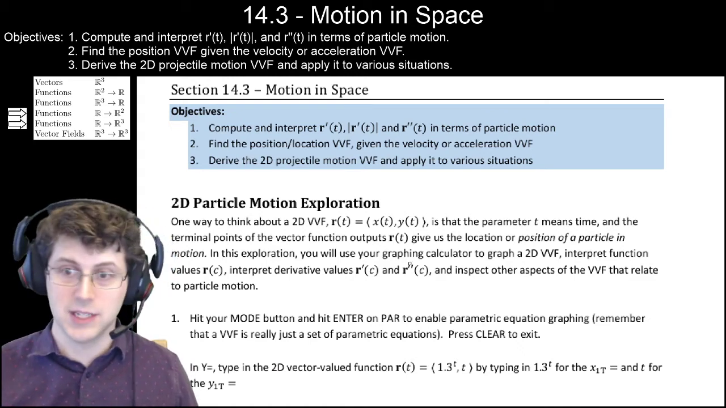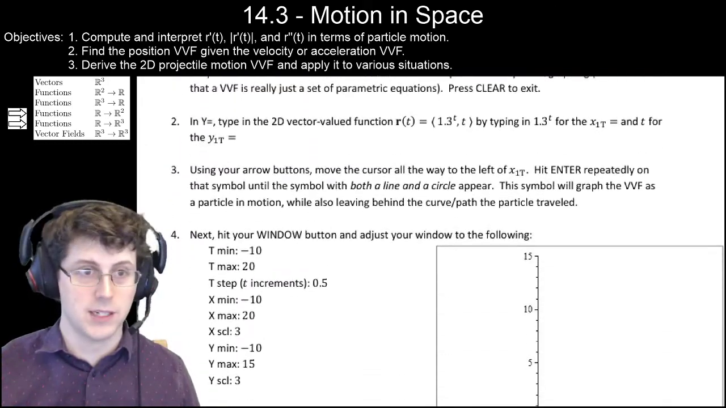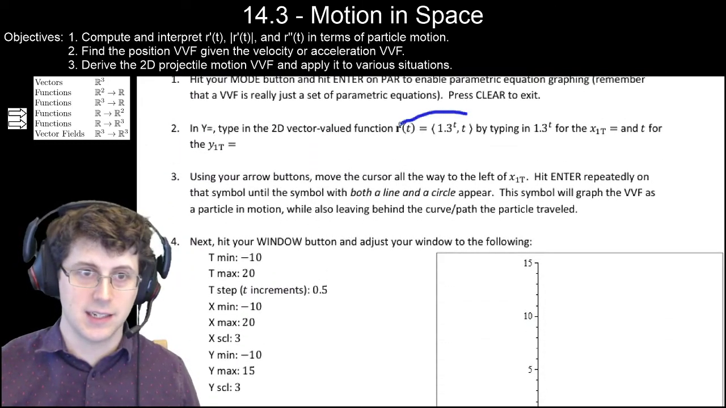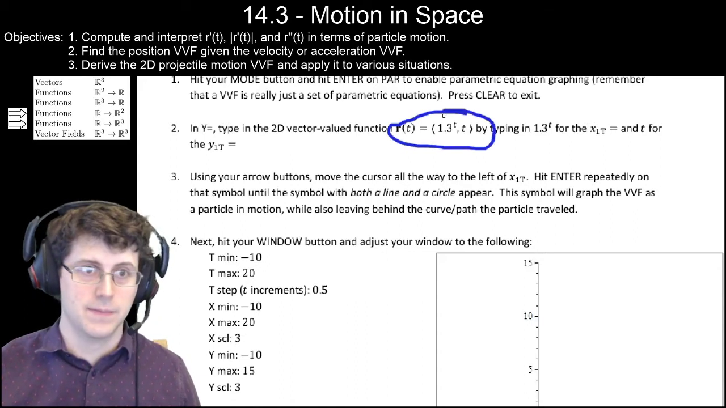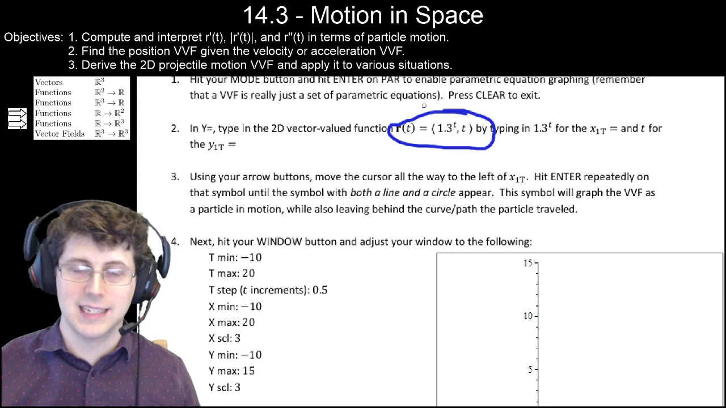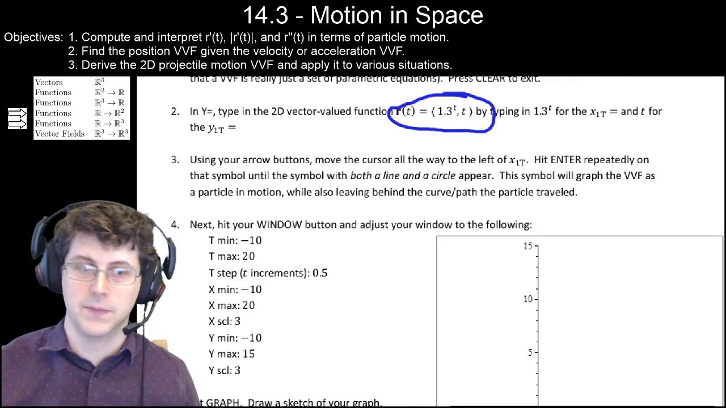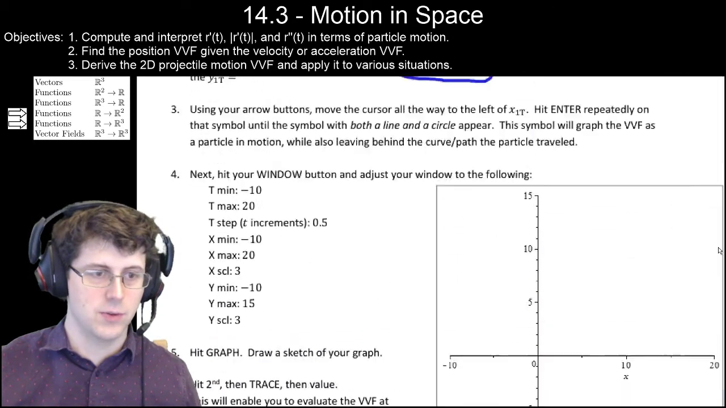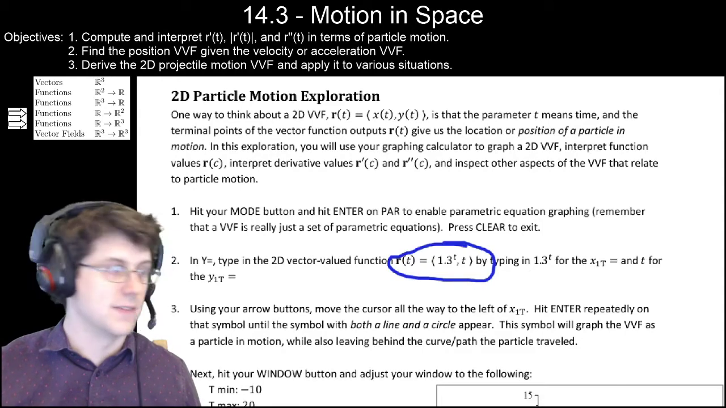So feel free to use these instructions on the first page of 14.3's notes, but we're going to take this two-dimensional vector-valued function and try to get an idea for what it actually does. So we're looking at 1.3 to the t in the x component and t in the y component. Let me show you how to look at this in Desmos.